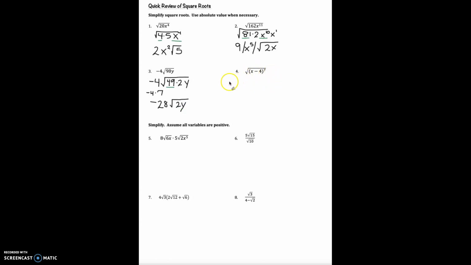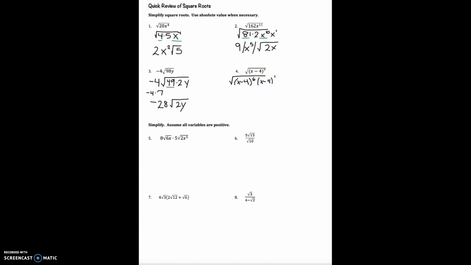And then the last one here, number 4, we have the quantity of x minus 4 raised to the 7th power. So I want to rewrite that again so that it is a perfect square. So I'll do x minus 4 raised to the 6th power. And then x minus 4, oops, wrong thing there. Let's see if I can undo that. There we go. And then x minus 4 to the 1st power.